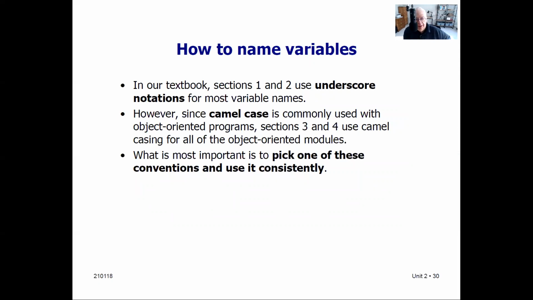In the textbook, our writers use underscore notation in sections 1 and 2, and that is 13 of our 14 chapters that we're going to study this semester. So we're going to see a lot of underscore notation. Then in sections 3 and 4, where everything is object oriented, he changes to camel case, because camel case is normally used in object oriented programming.